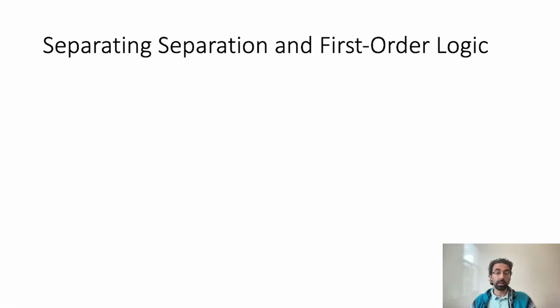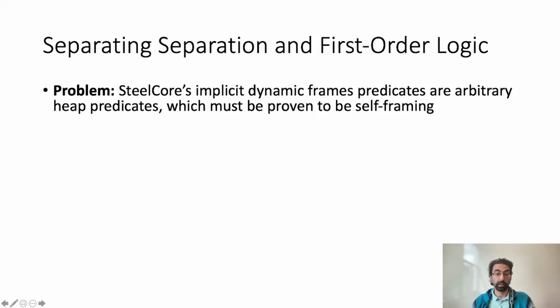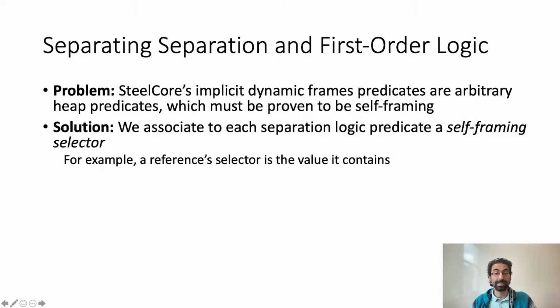So the main challenge with combining separation logic with heap predicates in the style of implicit dynamic frames is that, to be sound, heap predicates must be self-framing. That is, they can only depend on the part of a heap corresponding to the separation logic context. And this self-framing requirement is quite complex to reason about. It is higher order and interacts very badly with SMT. So to solve this issue, we instead propose a new notion of selector, which corresponds to a self-framing representation of a separation logic predicate. So for instance, the selector of a reference could be the value it contains in memory.